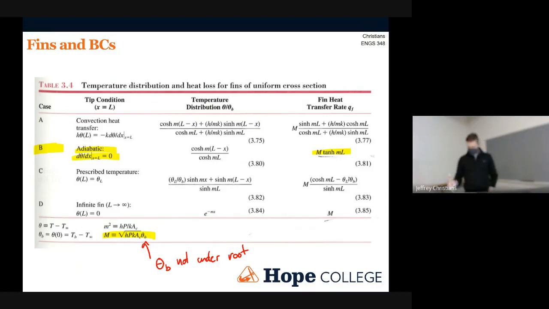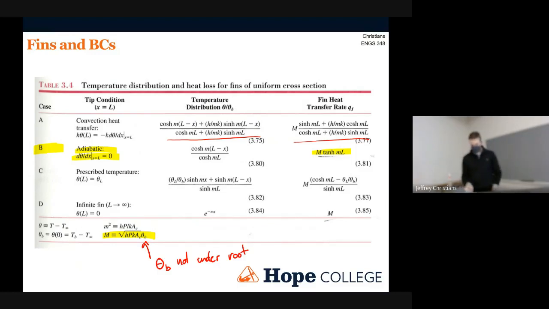But you can see, right, convective heat transfer at the tip, if we have that, we get that big ugly equation. So we get a whole bunch of extra whatnot. But once you have the equation, it's actually not that much harder to use. It just is more buttons in your calculator.